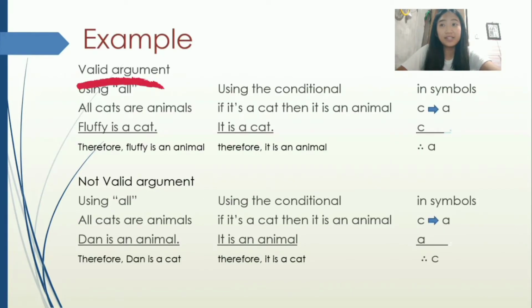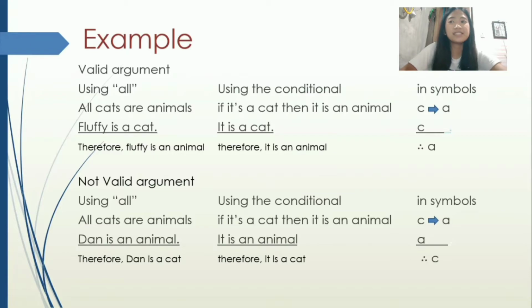In a valid argument, we use the sentences, all cats are animals and Fluffy is a cat. Then, we combine those 2 sentences using the correct order or valid argument. Therefore, Fluffy is an animal. So, the result is true.